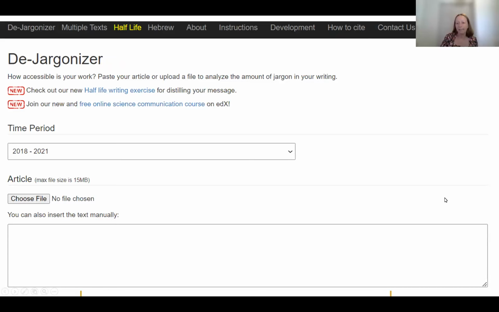Today it looks like this. And basically, it's a really, really simple tool. What it does, it counts words and looks at how frequent they are during a certain 3 years. So in this case, 2018 to 2021. And then you just paste your article or your text, and it colors the different words and tells you, maybe you should look at this.